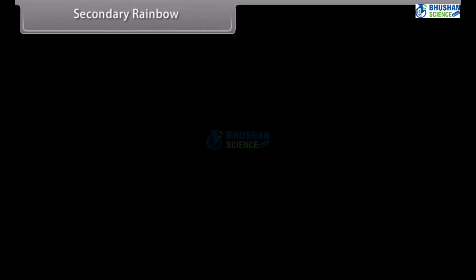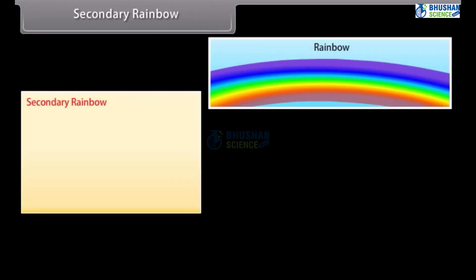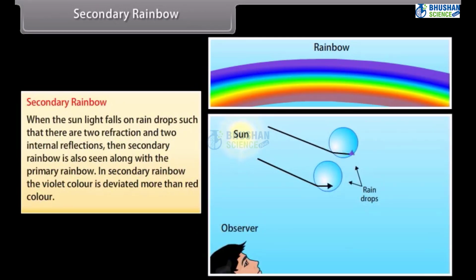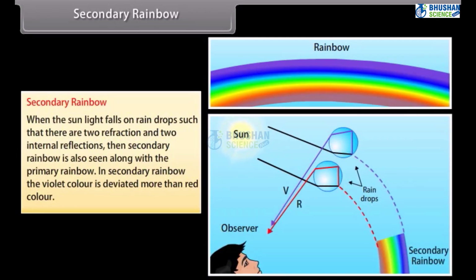Secondary rainbow. When the sunlight falls on raindrops such that there are 2 refractions and 2 internal reflections, then a secondary rainbow is also seen along with the primary rainbow. In this second rainbow, the violet color is deviated more than the red color.